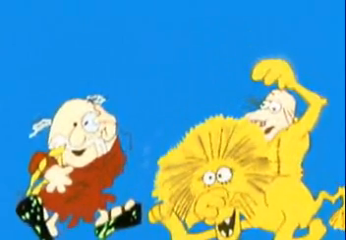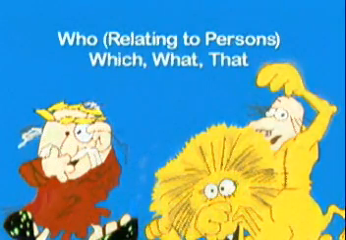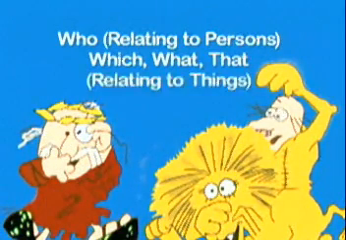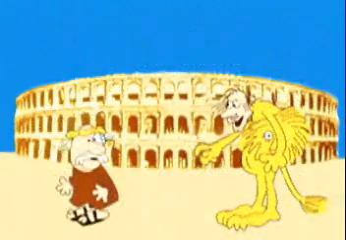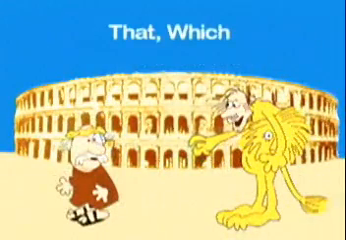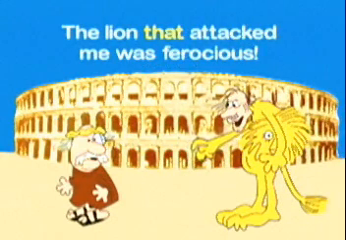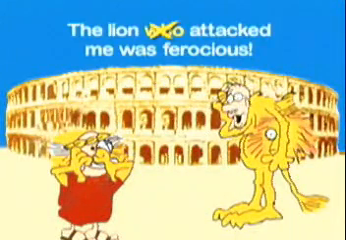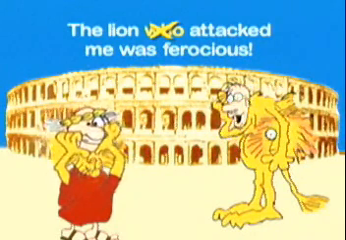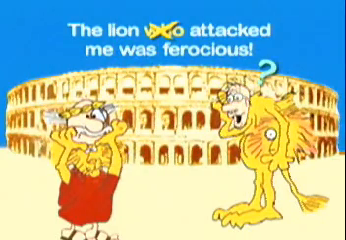Anyway, the most commonly used relative pronouns are who, used for relating to persons, and which, what, and that, used for relating to things. It's important, of course, that you don't use the relatives that or which when you should be using the relative who. It's perfectly correct, for example, to say, "The lion that attacked me was ferocious." Unless it's not a real lion, of course. But it isn't correct usage to say, "The lion who attacked me was ferocious," because a lion isn't a person. At least I don't think it's a person, not normally anyway.